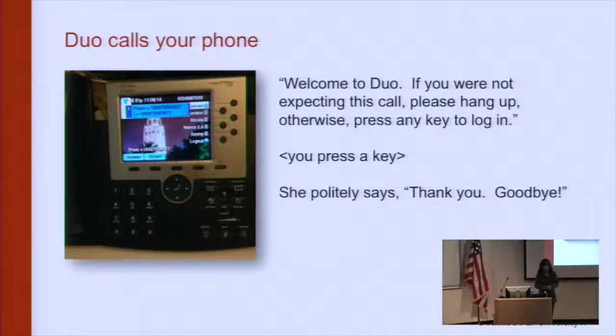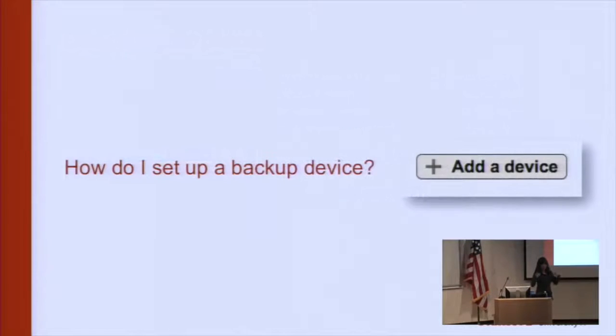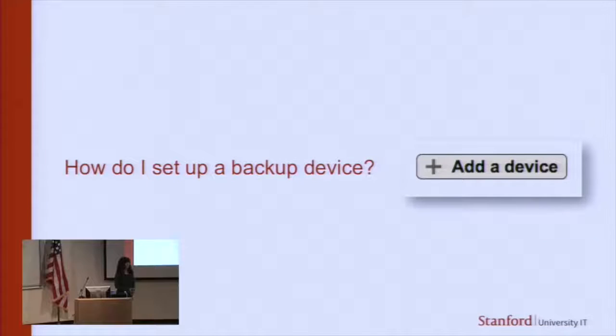So it calls me, and it comes from this number here, 650-725-4357, which if you recognize, 4357 equals HELP. So you press a key and it says, okay, thank you, goodbye. And your website goes through. So the callback is a nice backup method if you have a phone on your desk. If you don't have a phone on your desk, then you might want to choose a different method as a backup device. So how do I set that up?